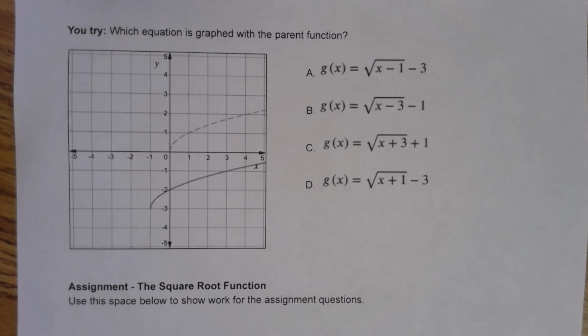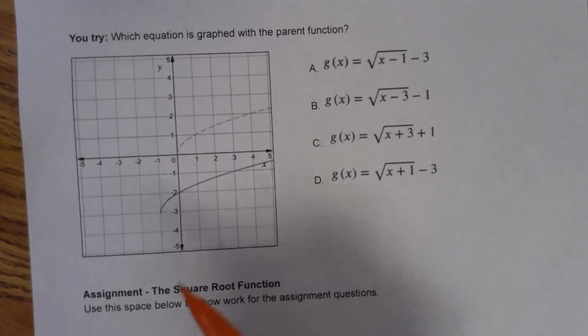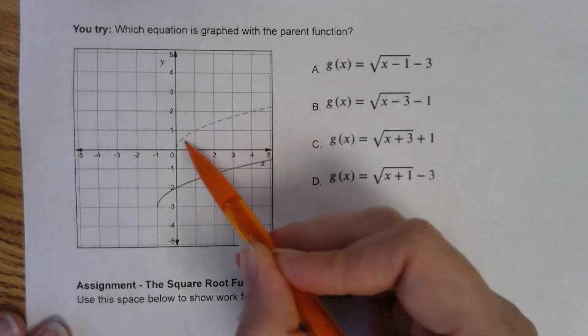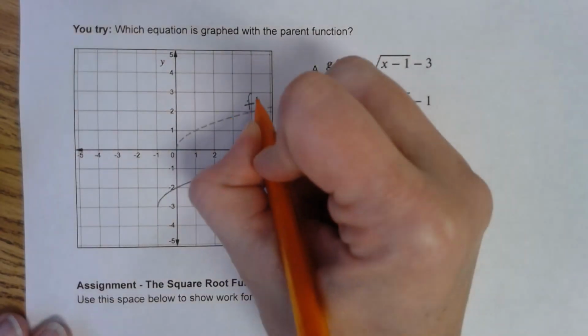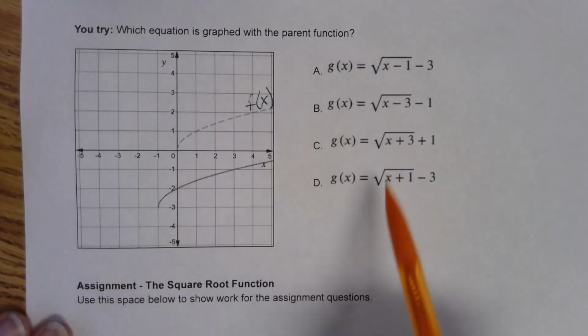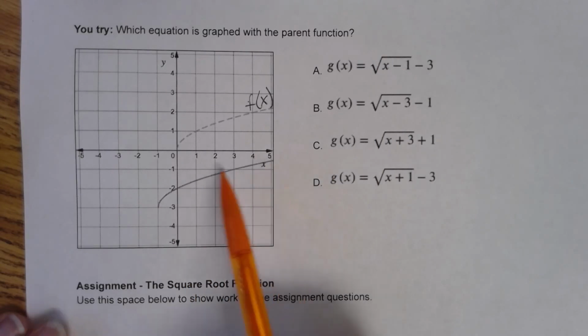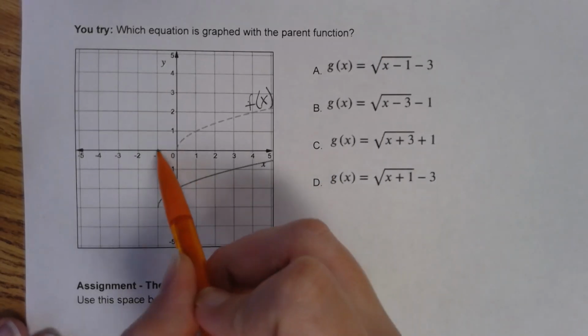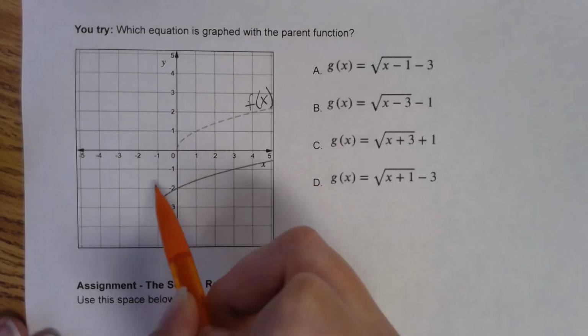Let's check your answer. Which equation is graphed with the parent function? Here's our parent function, the dashed square root function. That's f of x. We're going to try and match up our answer choices to this graph here. So we go left 1 and down 3.